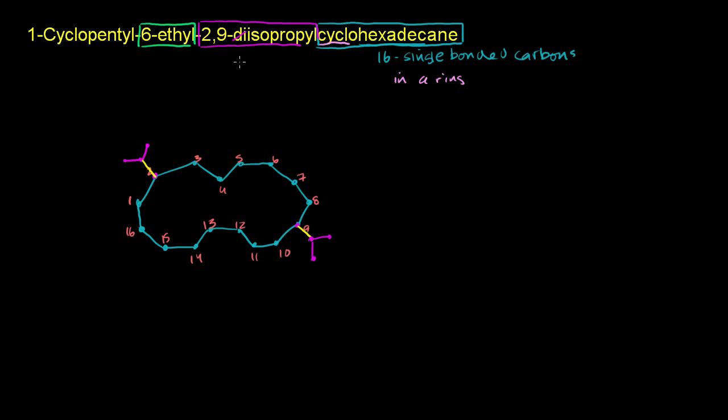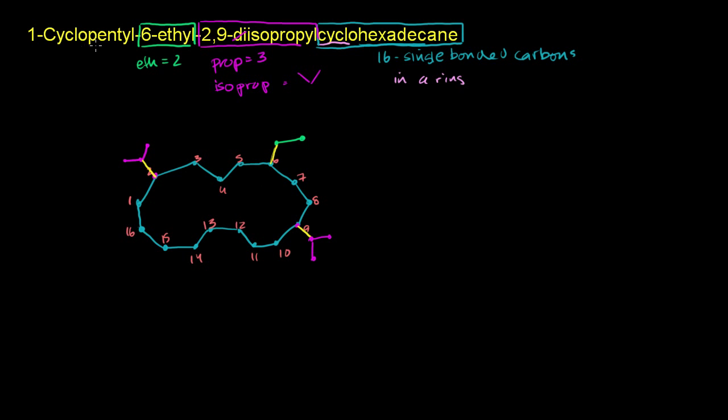So prop is equal to 3. Isoprop is equal to that type of shape right over there. In this case, eth is equal to 2. So it's a 6-ethyl group. So at 6, we have an ethyl group. So 1, 2 carbons. And it's connected at the 6th carbon on the main ring.